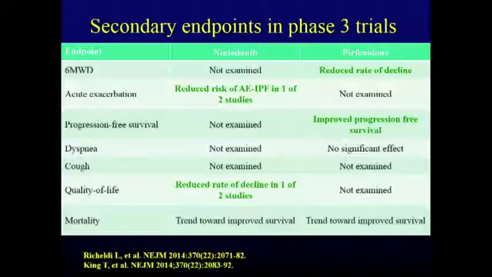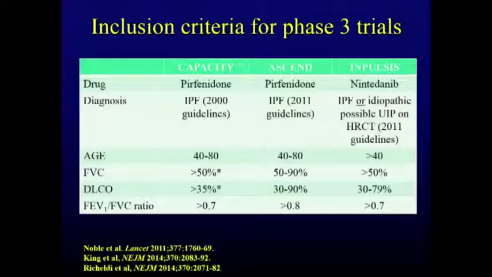and both FDA approved the same day, recognizing that it's really hard to figure out which one to use in clinical practice. We do know that the inclusion criteria were pretty similar for all 3 of these trials. Capacity and Ascend were the 2 pirfenidone trials. Impulsis was the trial for nintedanib.